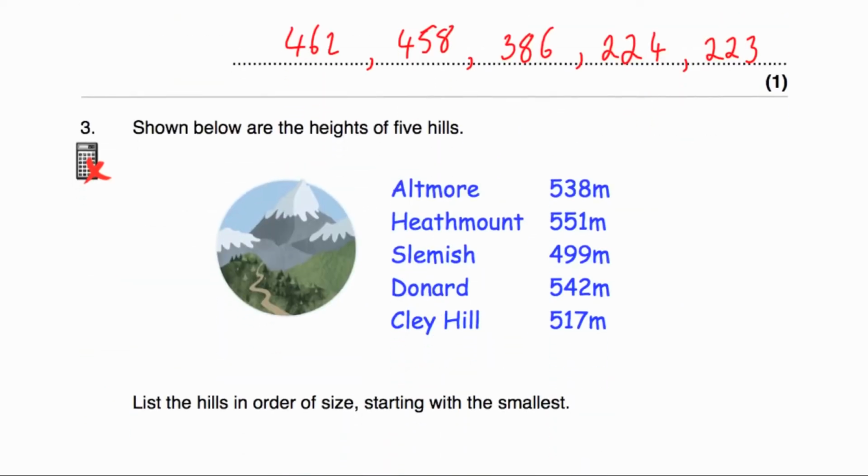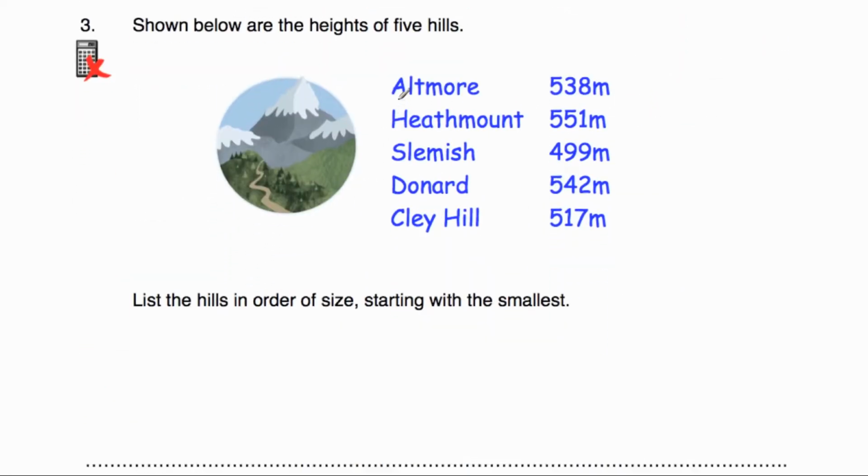Okay, question 3. Question 3 says, below are the heights of some hills. We've got Altmore, which is 538 metres, Heathmount, which is 551 metres, Slemish, which is 499 metres, Donard, which is 542 metres, and Clayhill, which is 517 metres. We've been asked to list the hills in order of size, starting with the smallest. The smallest one will be Slemish because it's only 400-something metres, 499 metres. All the others are in the 500s. So Slemish would be the smallest, and we've been asked to list the hills, so let's write its name, Slemish, not the height of it.